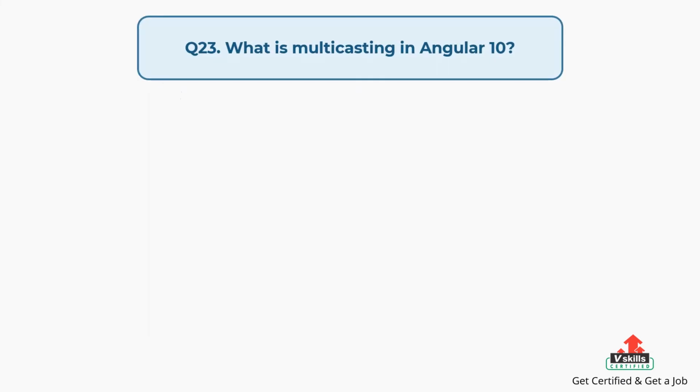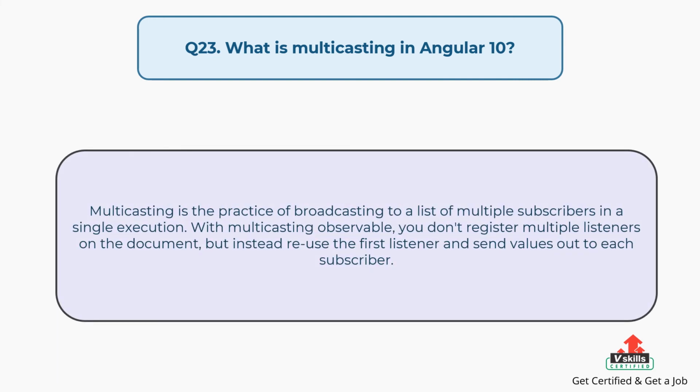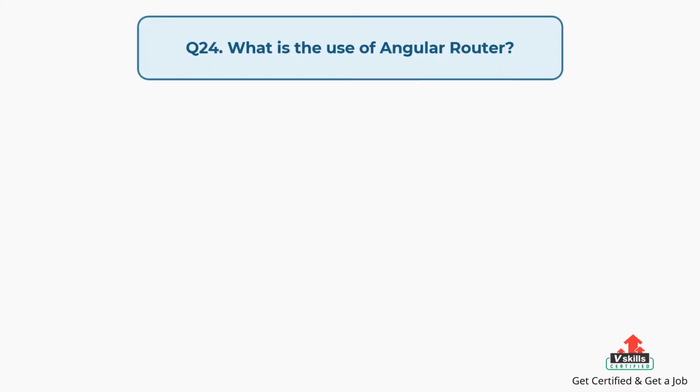Question number 23, what is multicasting in Angular 10? The answer is: multicasting is the practice of broadcasting to a list of multiple subscribers in a single execution. With a multicasting observable, you don't register multiple listeners on the document, but instead reuse the first listener and send values out to each subscriber.